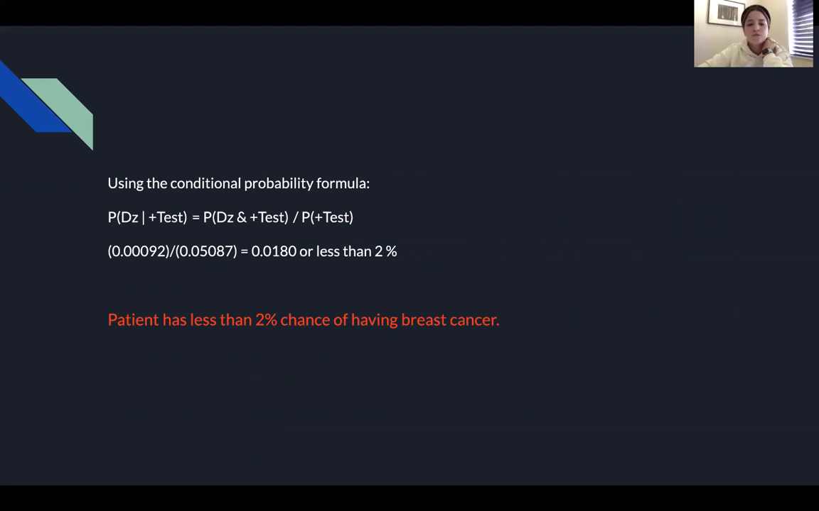So using the conditional probability formula, we have the probability of having the disease with a positive test over the probability of a positive test. So using the numbers from before, we have 0.0092, and we divide it by 0.05087, and that gives us a value of less than 2%, meaning that we can tell our patient that she has a less than 2% chance of having breast cancer.